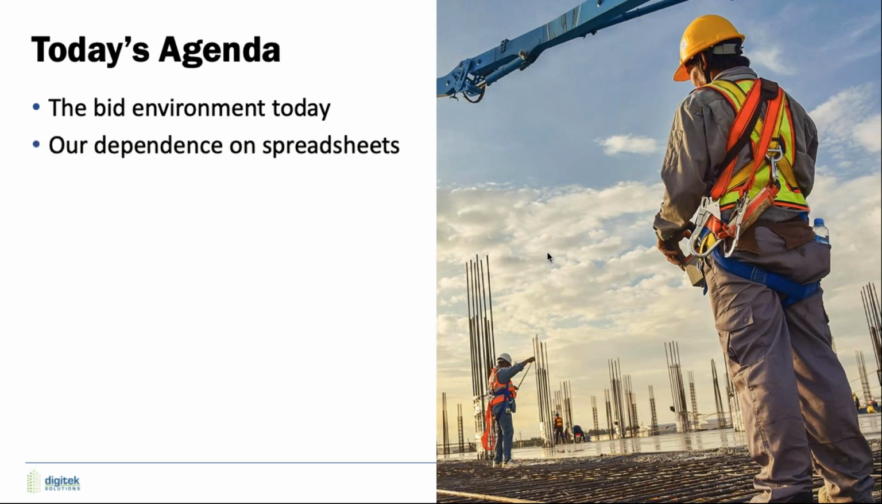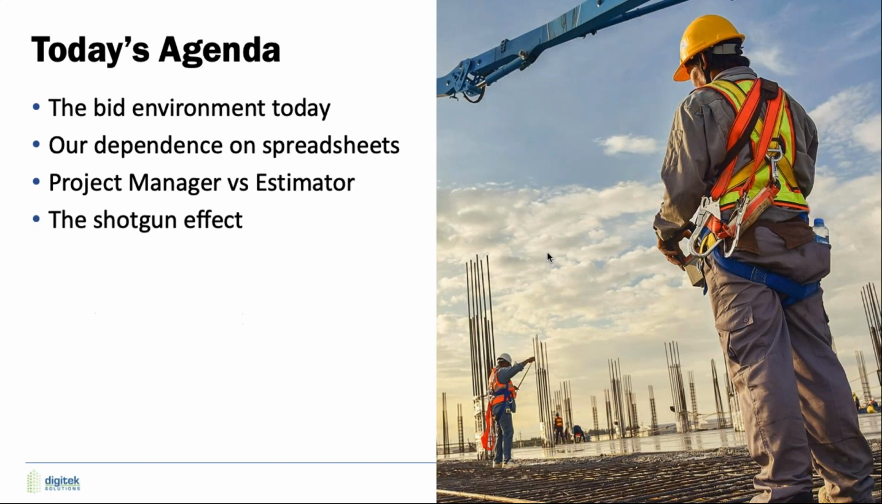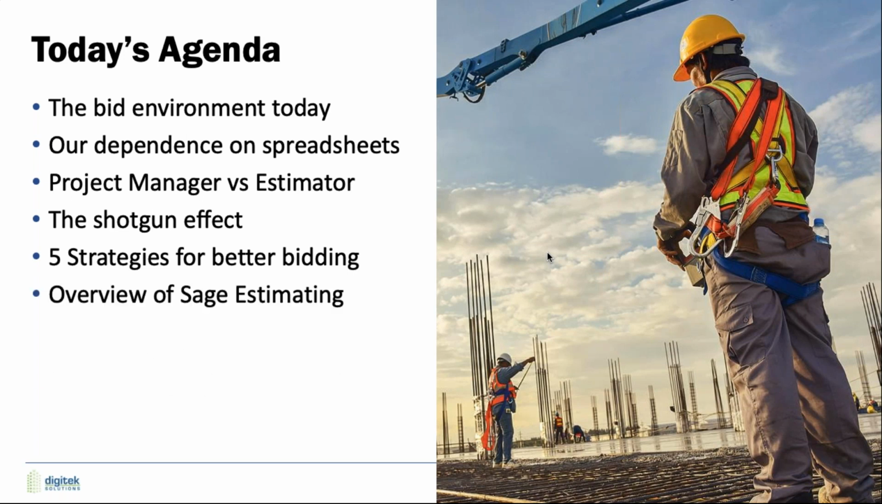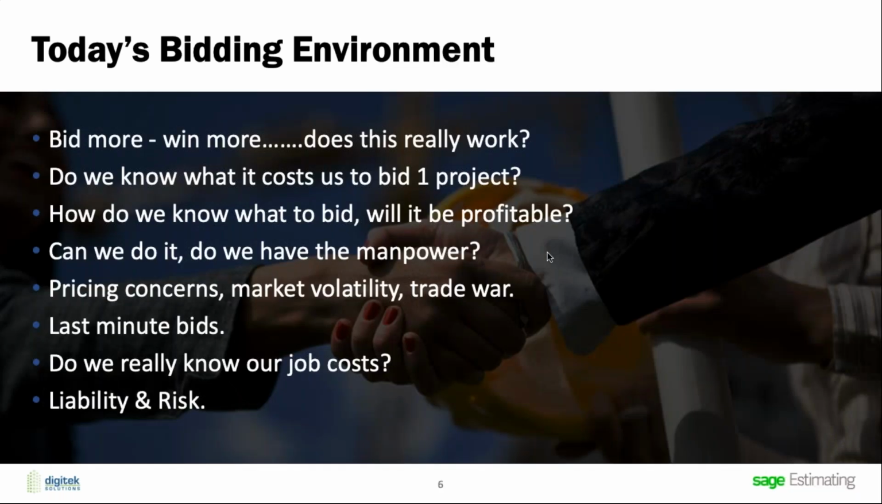We have a dependence in the construction industry in general on spreadsheets, but especially when it comes to estimating. And then we're going to talk about the roles of project manager versus estimator, and sometimes there's a divide between those two. There is a bidding mentality we want to talk about. It's called the shotgun effect, and I'm going to discuss that in depth. And then from that, I'm going to go into these 5 strategies for better bidding. After that, we'll take a quick overview of Sage Estimating, and then I'll handle any Q&A that you may have for me today. So let's go ahead and get into this.